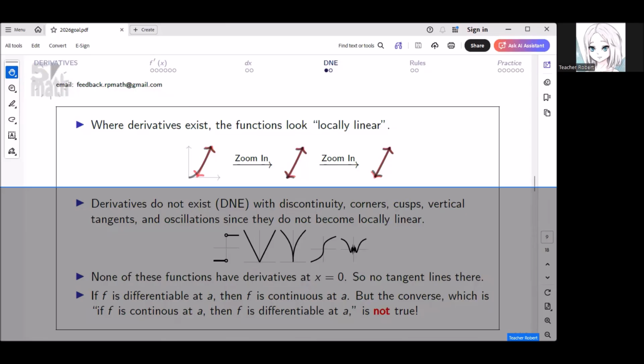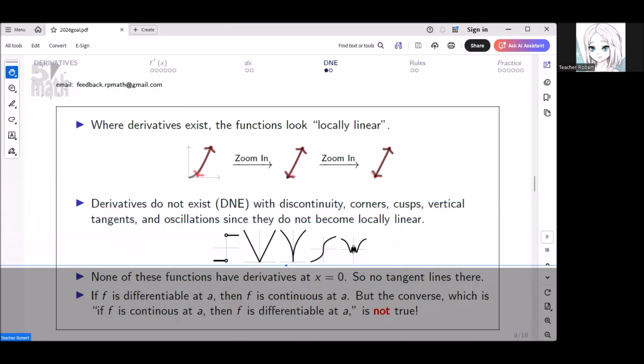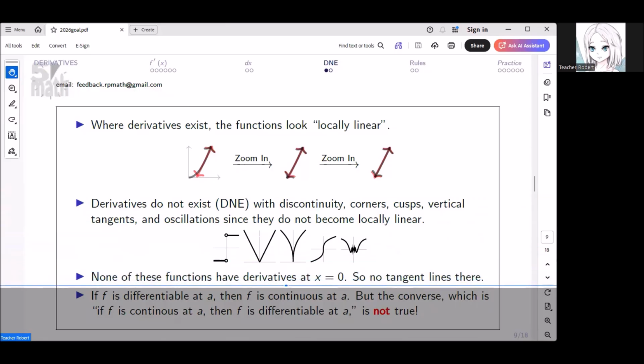Where derivatives exist, the functions look locally linear. Derivatives do not exist, DNE, with discontinuity, corners, cusps, vertical tangents, and oscillations, since they do not become locally linear. None of these functions have derivatives at x = 0, so no tangent lines there.